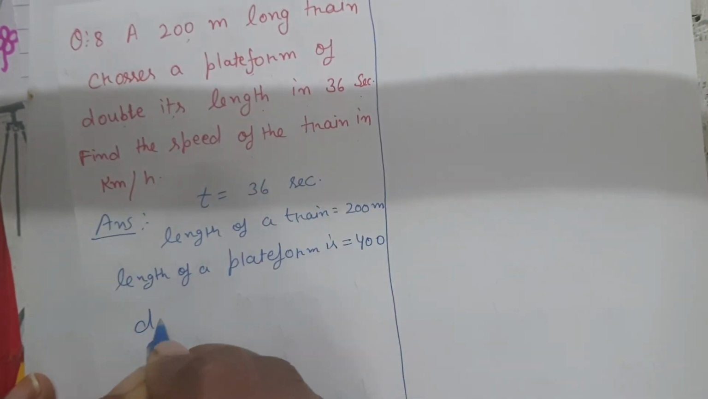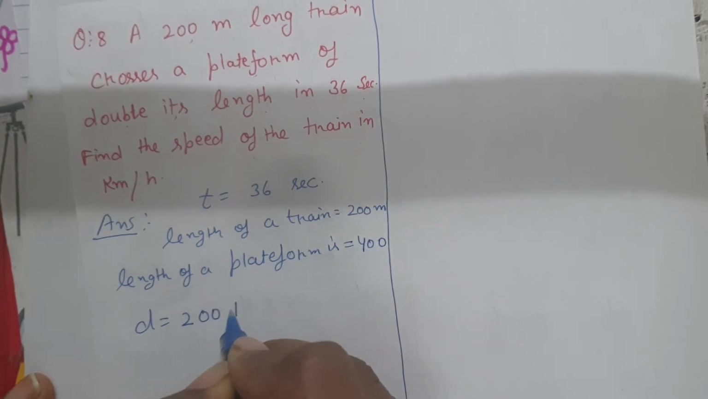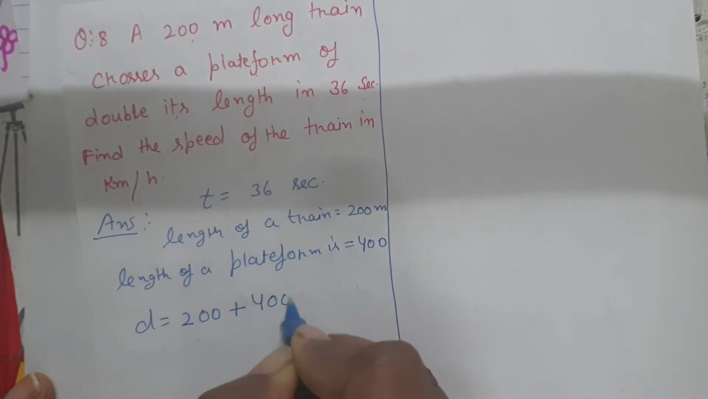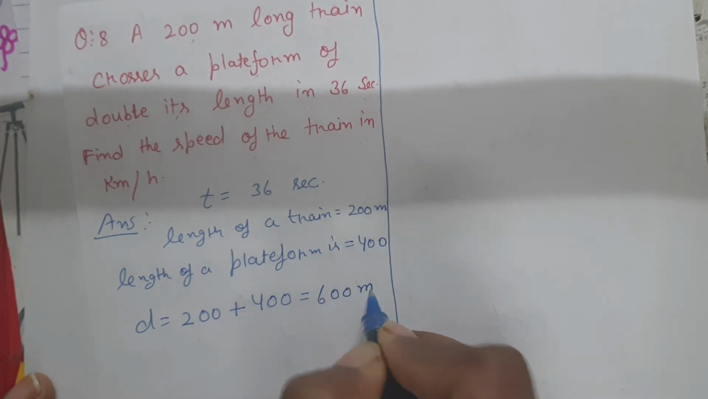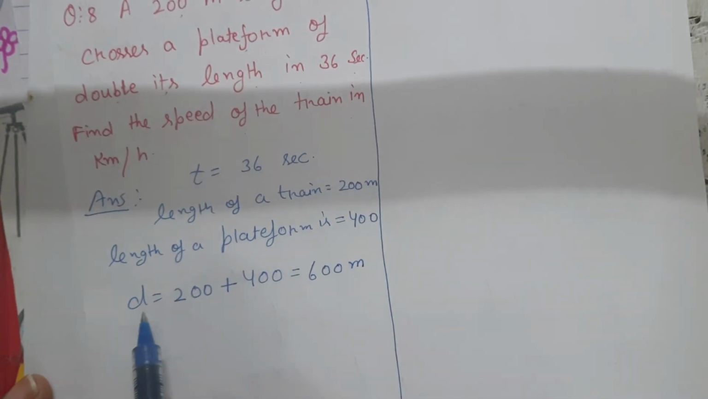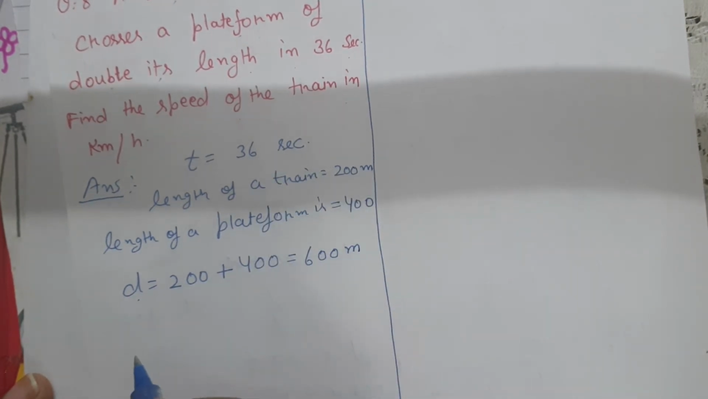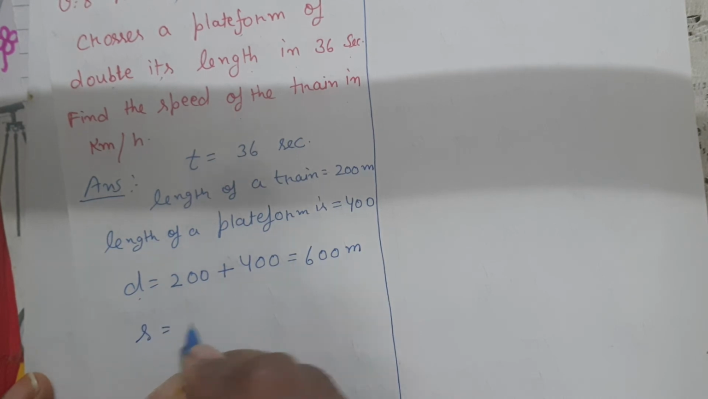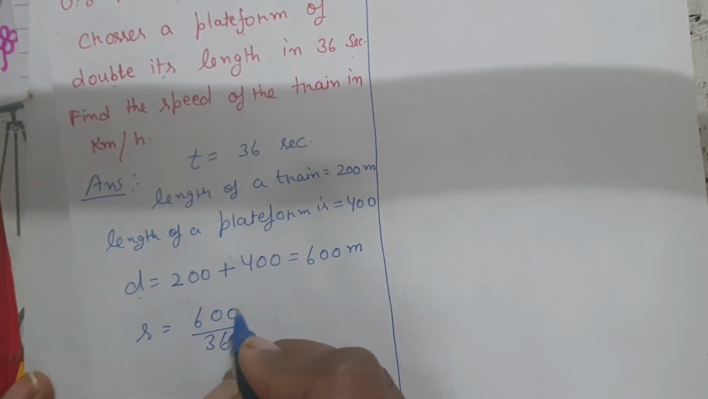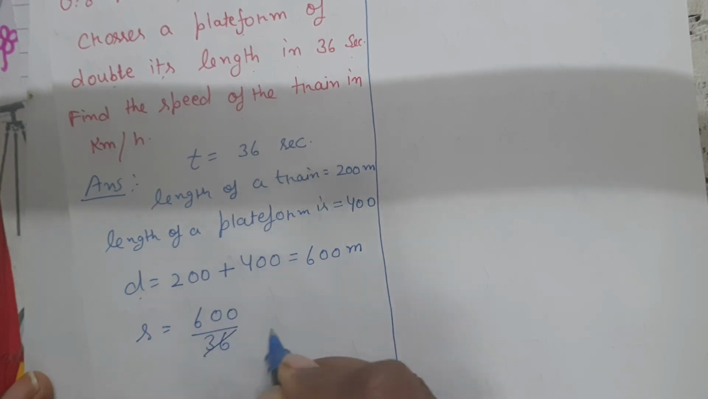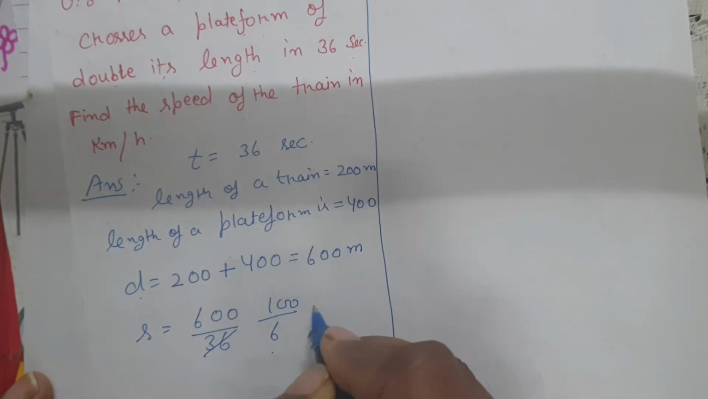So the distance is the length of the train plus the length of the platform. So the distance is 600 meters. So the distance is 600, time is 36 seconds. So speed is distance upon time. 36, so 6 sixes are 36, and 100 upon 6 meters per second.